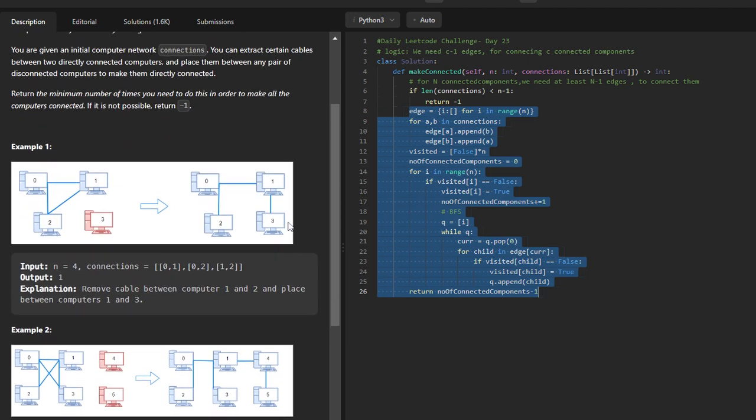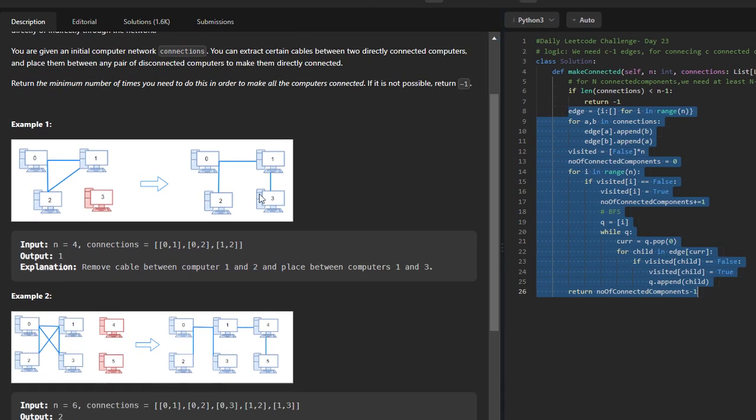What it means is that, if I have a connected component, I will find the number of connected components. In this diagram you can clearly see, first I have ensured that I have enough number of edges. Point number one is clear, right? I have enough number of edges to connect all the computers.